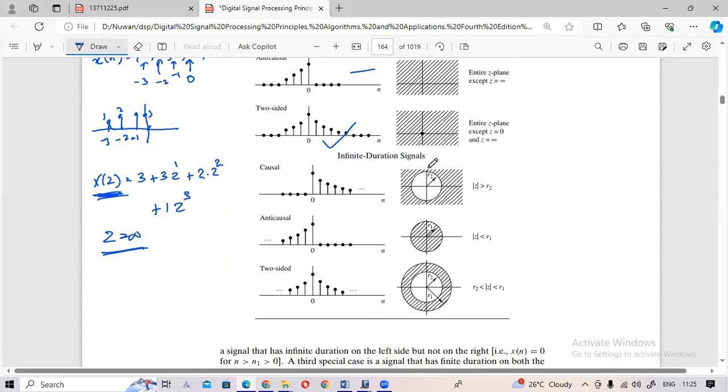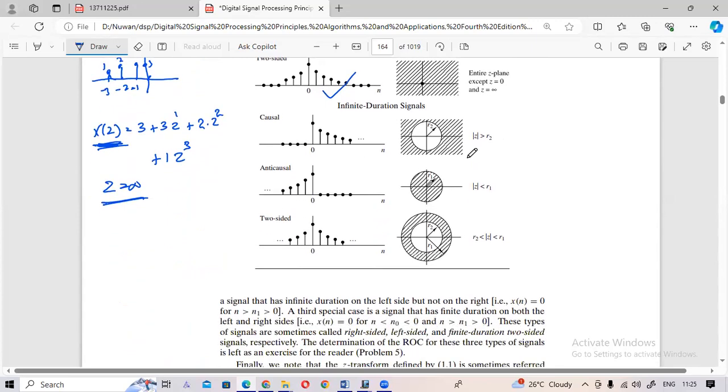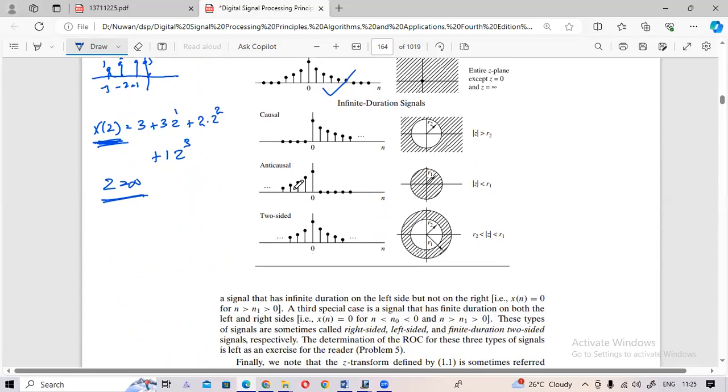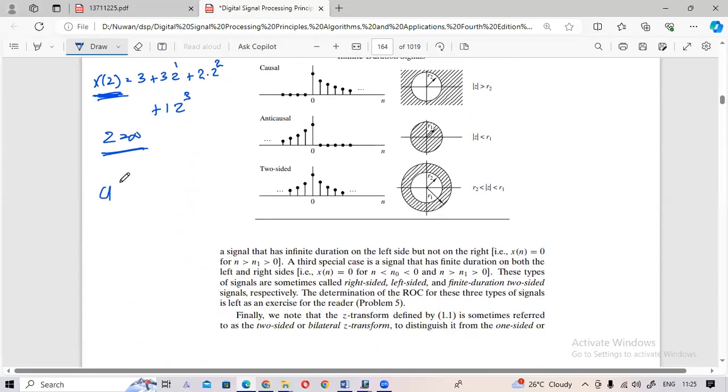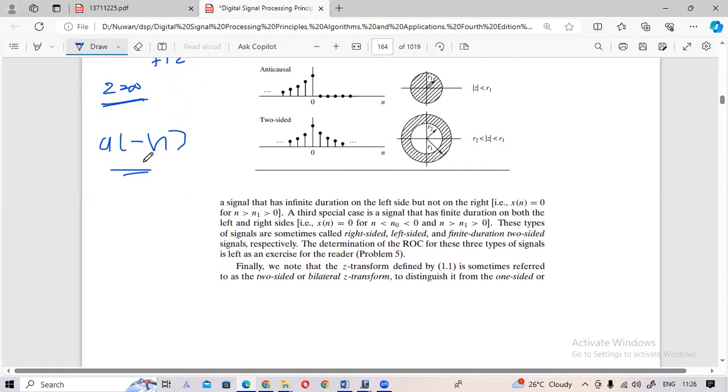This is a causal, infinite duration signal. Right now we have done this kind of signal; u(n) is an example. As we see, the ROC is beyond a circle. The anti-causal signal we haven't done. Try to find the Z transform of u(minus n). It will be an anti-causal signal, the time reverse of the unit step signal u(n).